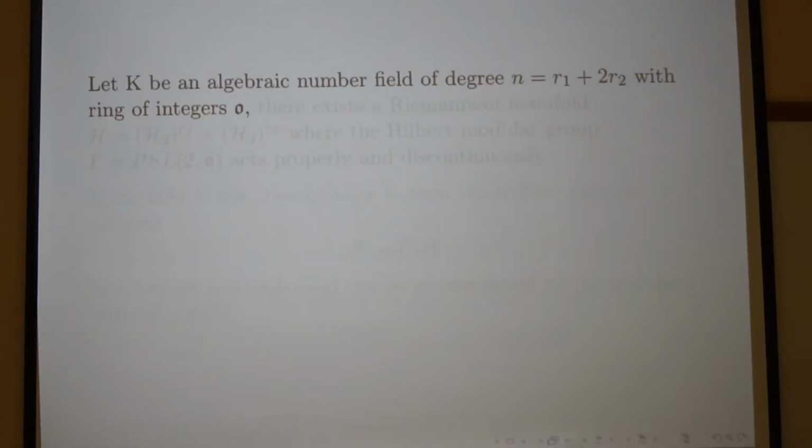So the setting is an algebraic number field of degree n. This degree is written like R1 plus 2R2, where R1 is the number of real places and R2 is the number of complex places of the algebraic number field. And we also have the ring of integers of the algebraic number field.